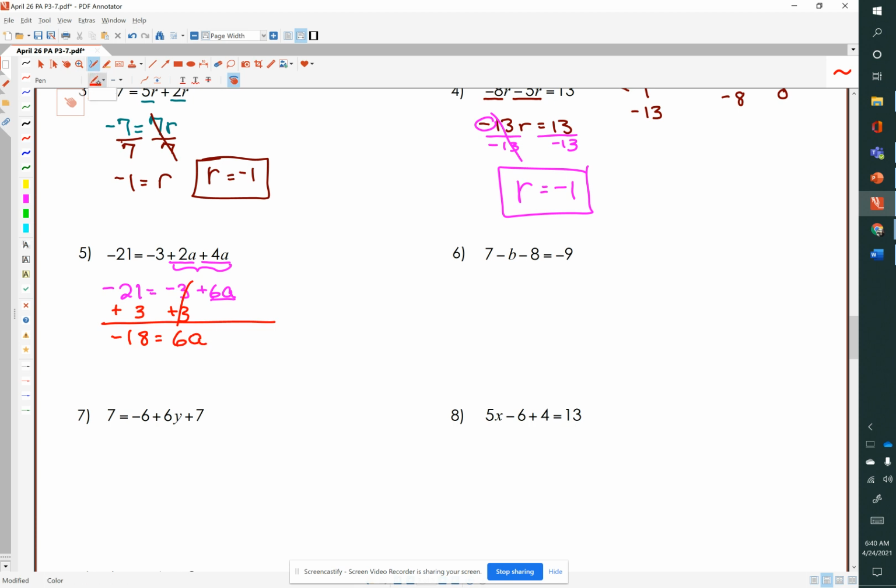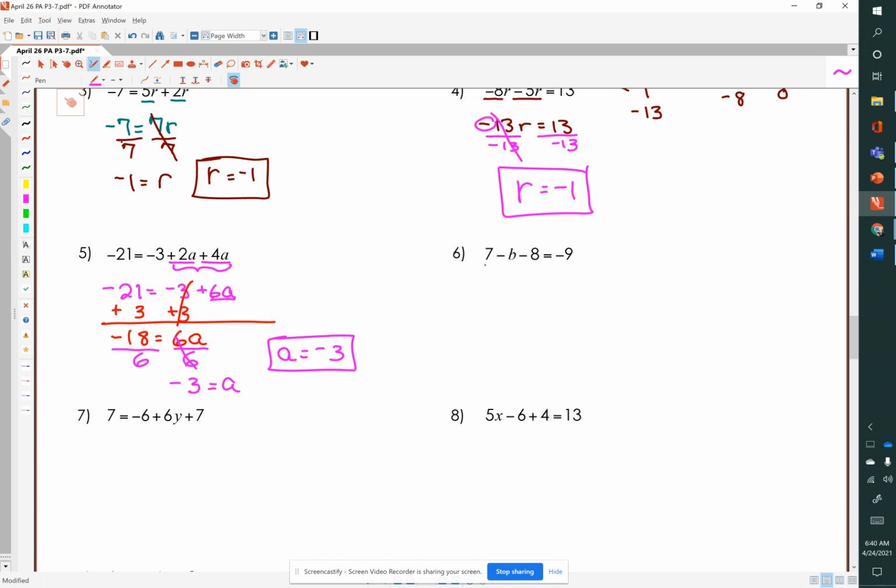Now we ask again, what is happening to a? A is being multiplied by 6. The inverse operation to multiplication is division, so I will divide by 6. And negative 18 divided by 6 is negative 3. And on the right side, I have my a isolated, and I'm going to rewrite that as a equals negative 3.